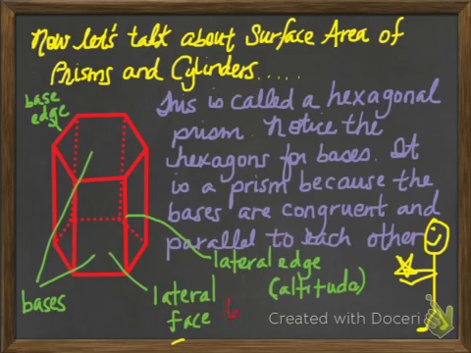6 of those. Lateral edges, it's got 1, 2, 3, 4, 5, 6, 7, 8, 9, 10, 11, 12, 13, 14, 15, 16, 17, 18 lateral edges. And of course the vertices, which I didn't put on the picture, okay, where your edges come together. Those are your vertices.